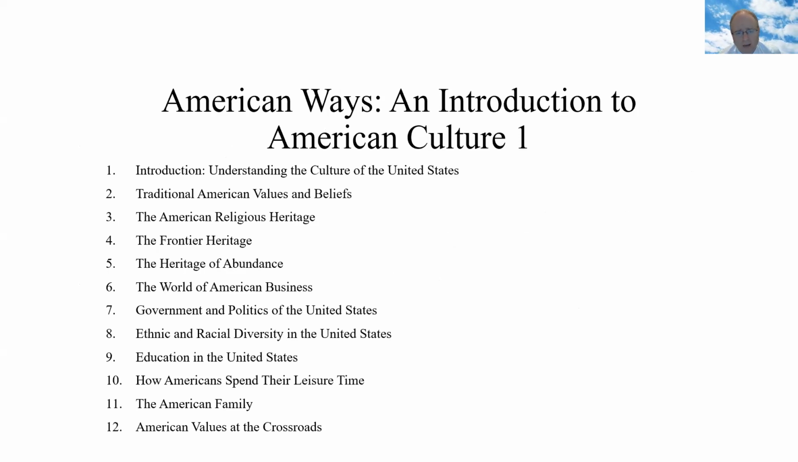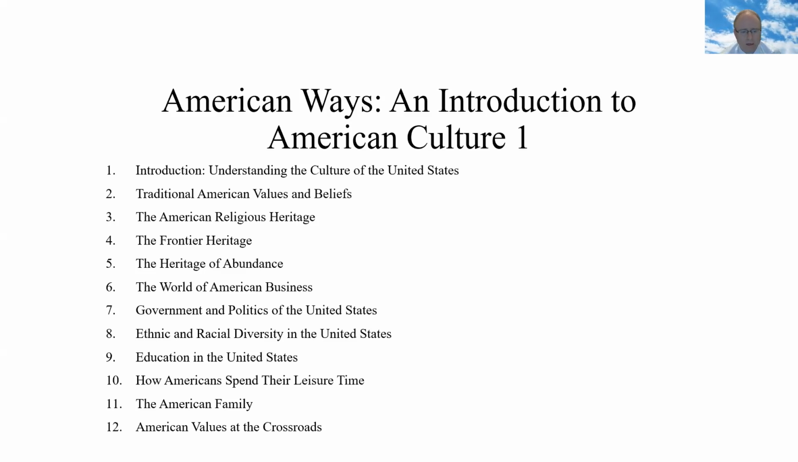There are 12 chapters in our textbook. The first chapter is an introduction that covers understanding the basics of the culture of the United States. In chapter 2, we'll look at traditional American values and beliefs. In chapter 3, we will review the American religious heritage. In chapter 4, we will cover the frontier heritage, looking at a little bit of historical details that have helped create American culture.